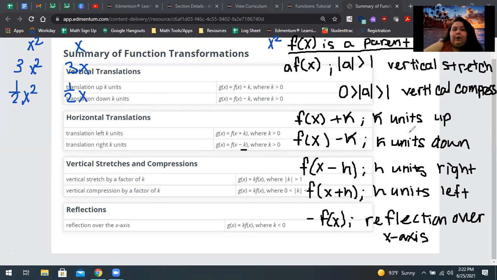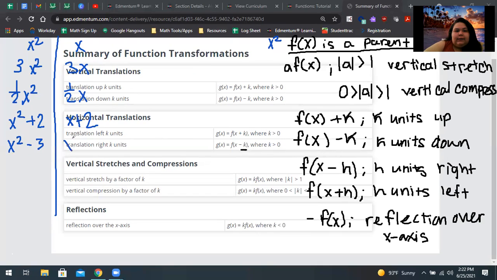Now let's talk about the vertical translations, which is moving up and down. I'm doing both parent functions here, the quadratic and the linear. f of x plus k. So I can have x squared plus 2, x plus 2, and that means it's k units up, or 2 units up. What if I have x squared minus 3, x minus 3? Then that means the parent function got shifted 3 units down.